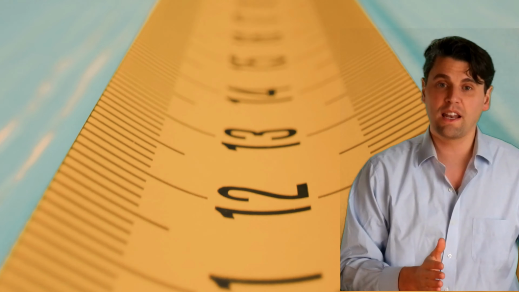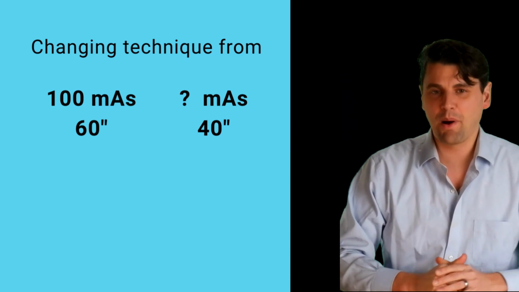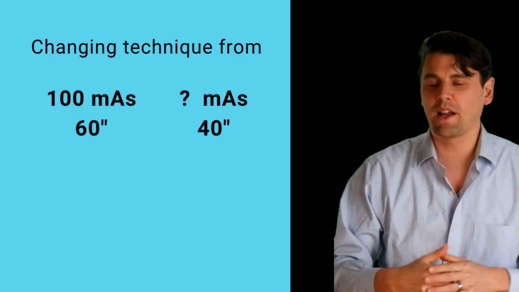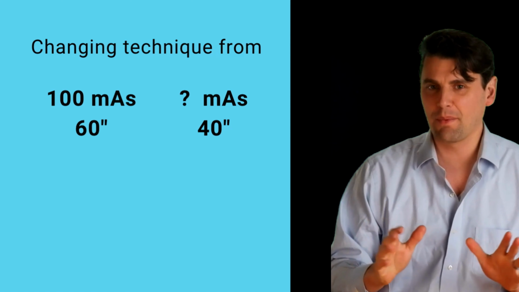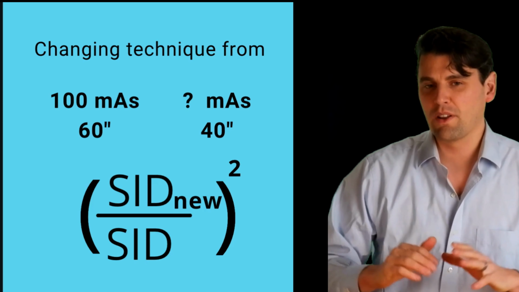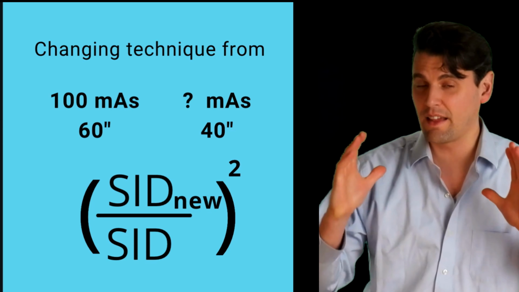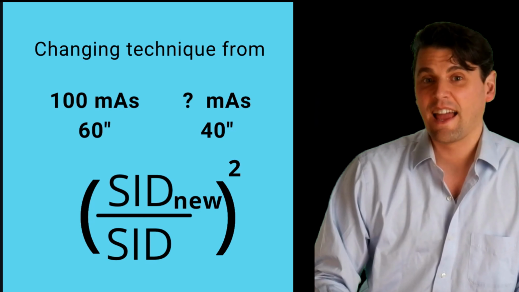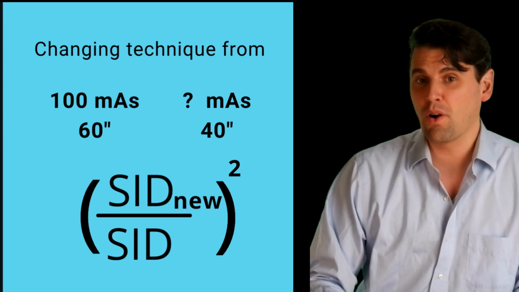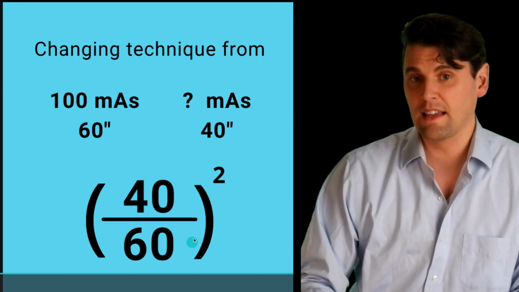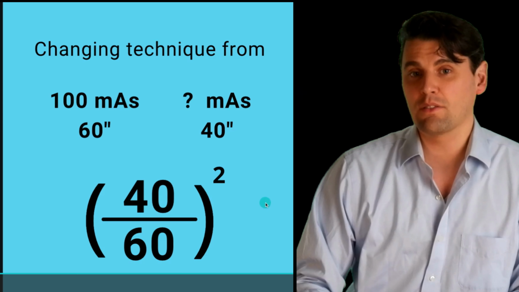And another sample one is, what if you start with 100 MAS and you started at 60 inches? Again, I apologize for the units, but the principle applies the same. You can plug in your numbers. Even if they're centimeters, it's going to be the same idea here. We do the same thing. We take the SID new divided by the SID, and then we're going to square that. And we have our new SID is 40. Our old SID was 60. So we can cancel out those zeros.